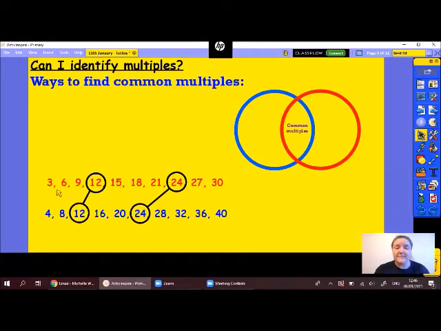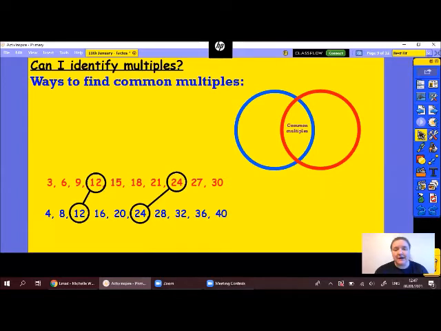The other way to do it is to make a skip count list. So what I've done here is I've listed all of the 3 times table along here in red, and I've listed all of the 4 times table in blue underneath. And then I've looked for numbers that are the same in both lists, and I found 2. I found 12 and 24. So 12 and 24 are common multiples of 3 and 4. And in fact, 12, being the smaller number, is the lowest common multiple.